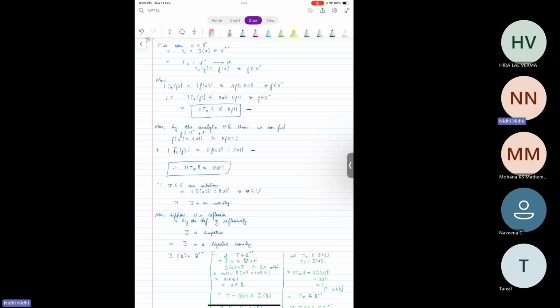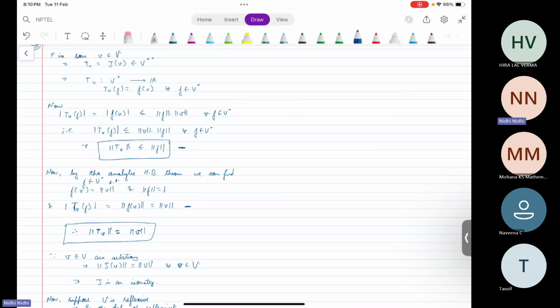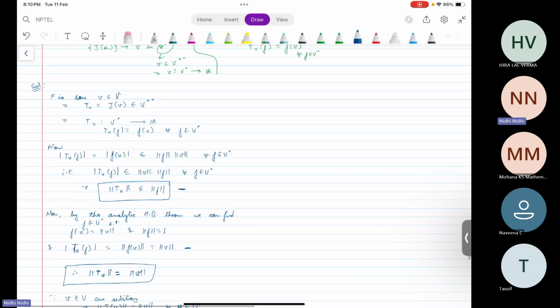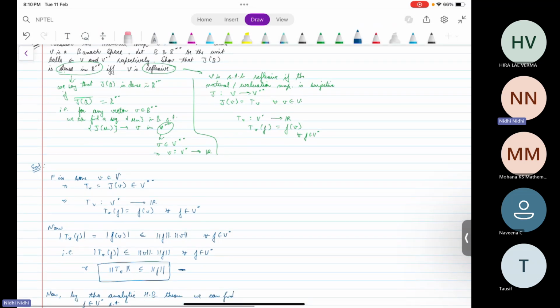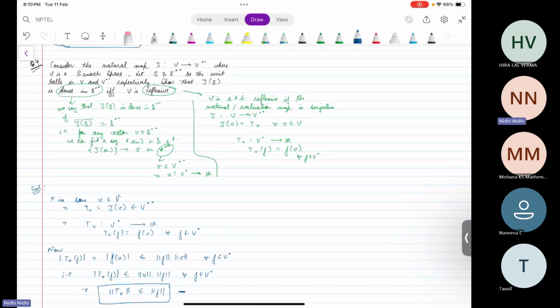Okay, so let's move to the converse part. Conversely, we need to show that if JB is dense in B star star, then V should be reflexive. That means this function J should be a surjective map.